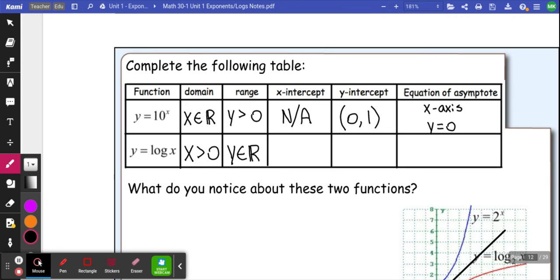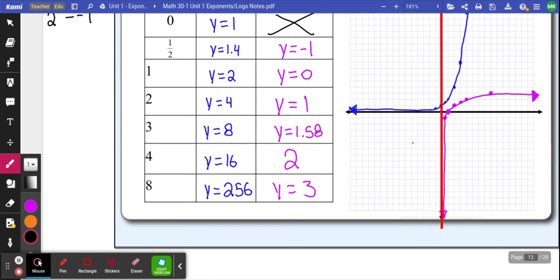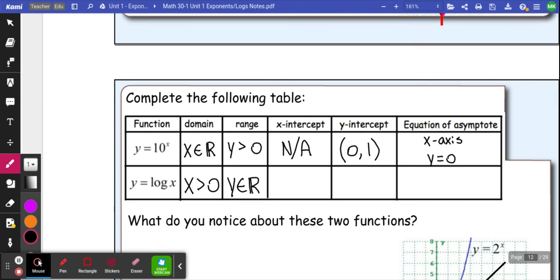The x-intercept. If you tried an x-intercept on our log, we did one on this one. The x-intercept was at 1. If you tried the x-intercept on this one, x-intercepts are when y equals 0. And you tried to figure what value would go in there. That would be 10 to the power of 0 equals x. And you would get the same x-intercept of 1. All your x-intercepts at this point will be at (1, 0).